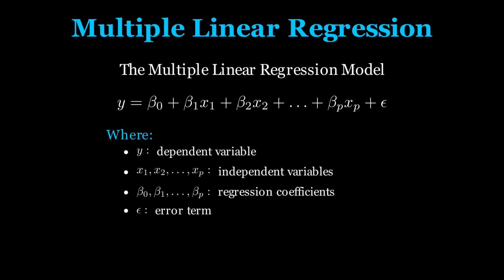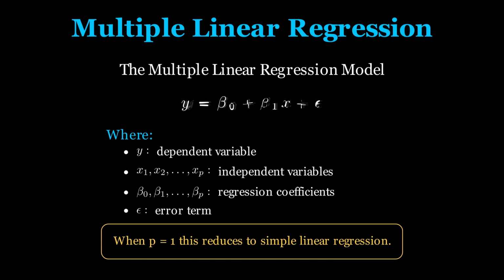Let's walk through each piece. Y is the dependent variable, what we're predicting. x1 through xp are the p independent variables, also called predictors. The beta coefficients from beta 0 to beta p are the parameters, and epsilon is the error term, capturing variation not explained by the model. Notice that when p equals 1, the formula reduces to the simple linear regression model.